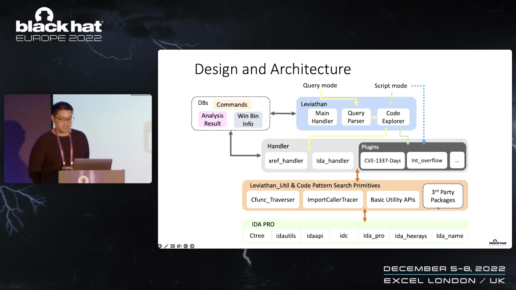This is how our tool looks at a high level. Leviathan is the top layer that handles user interaction, as well as parsing queries and dispatching jobs. Handler is the second layer that interacts with our Leviathan library to carry out the work. The third layer, Leviathan util, is our library that provides abstraction to IDA Pro's APIs and structures for our handlers. You may notice that the inputs from query mode and script mode have different routes in the first two layers, but eventually they tap into this layer to get the job done. At last, all the heavy lifting is done by IDA Pro and the Hex-Rays decompiler.